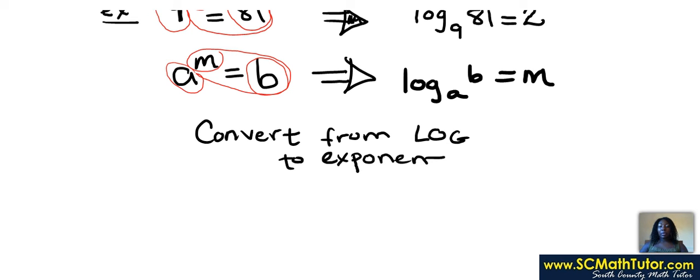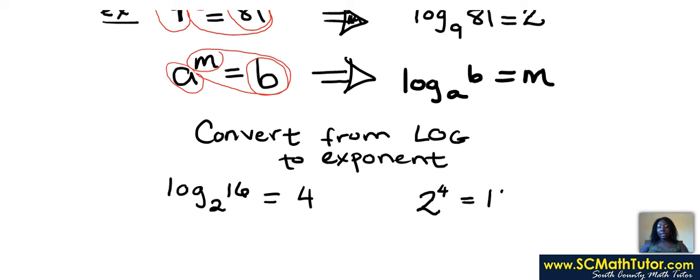Okay, let's convert from log to exponents. Let's say you have a true statement, log base 2 of 16 is equal to 4, and now we want to convert it to exponents. Start with your base, always start with your base. Well, 2 to the 4th power equals 16.